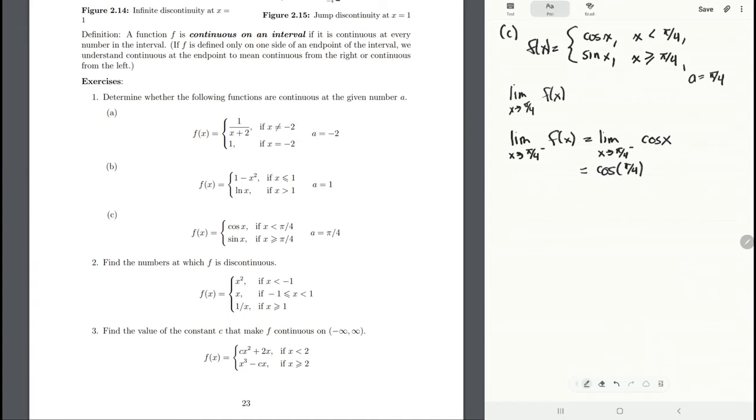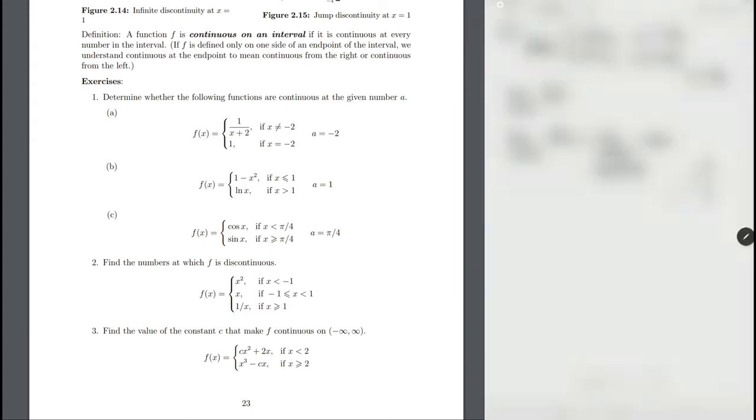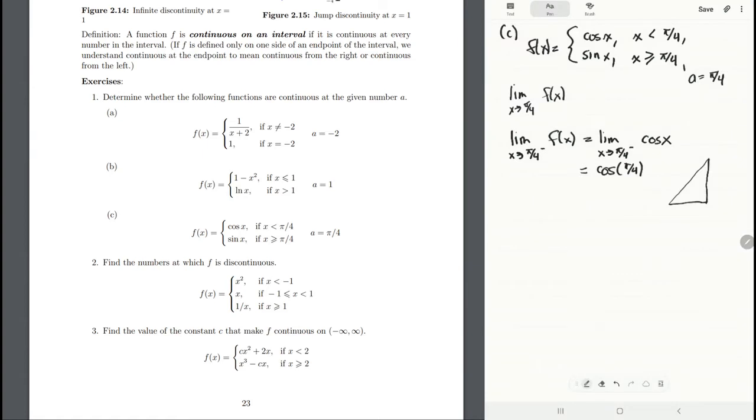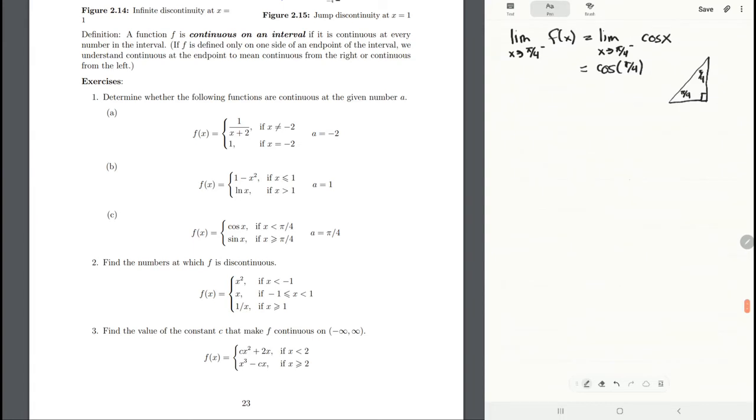And now what is the cosine of pi over 4? Here we can use either the unit circle or special triangles. So we want the pi over 4 triangle. And that is 1, 1, and root 2 for the sides of this special triangle. And the cosine is the adjacent side over the hypotenuse. And so cosine of pi over 4 is 1 over the square root of 2.